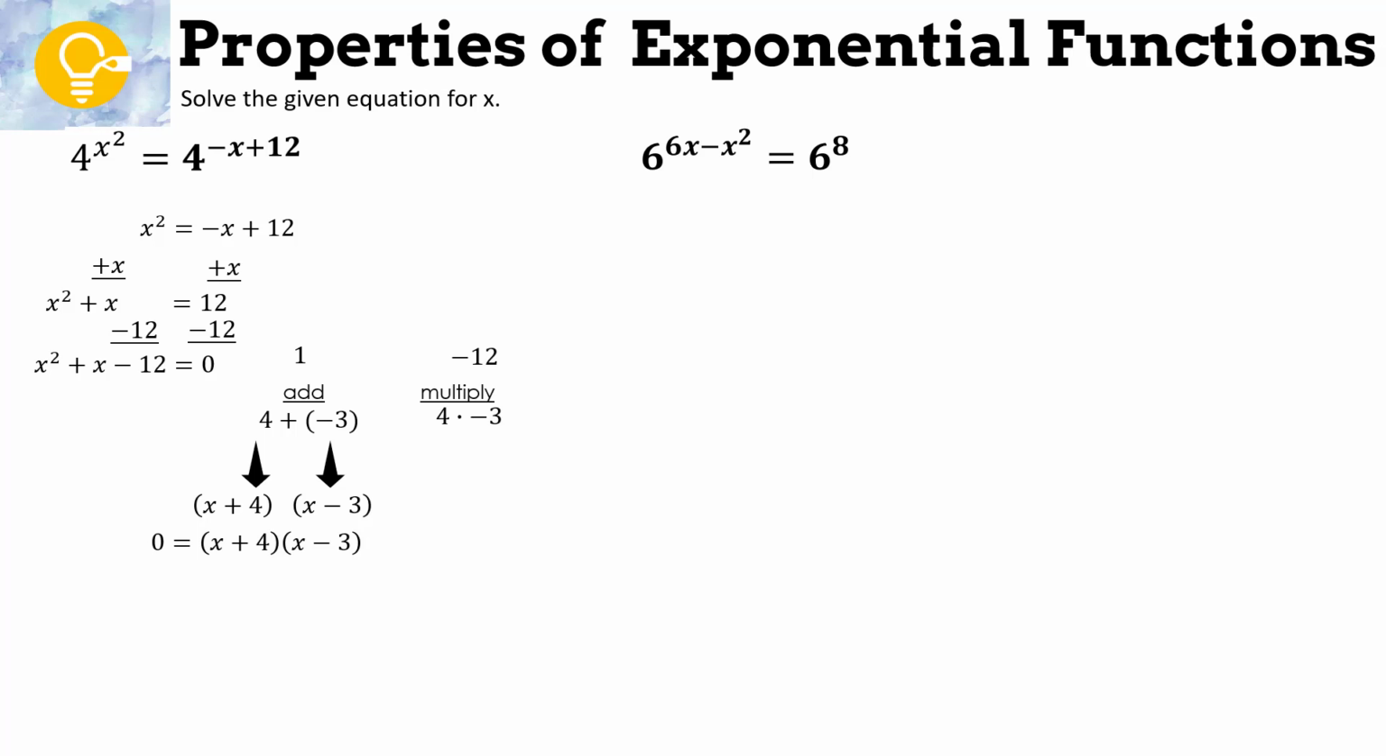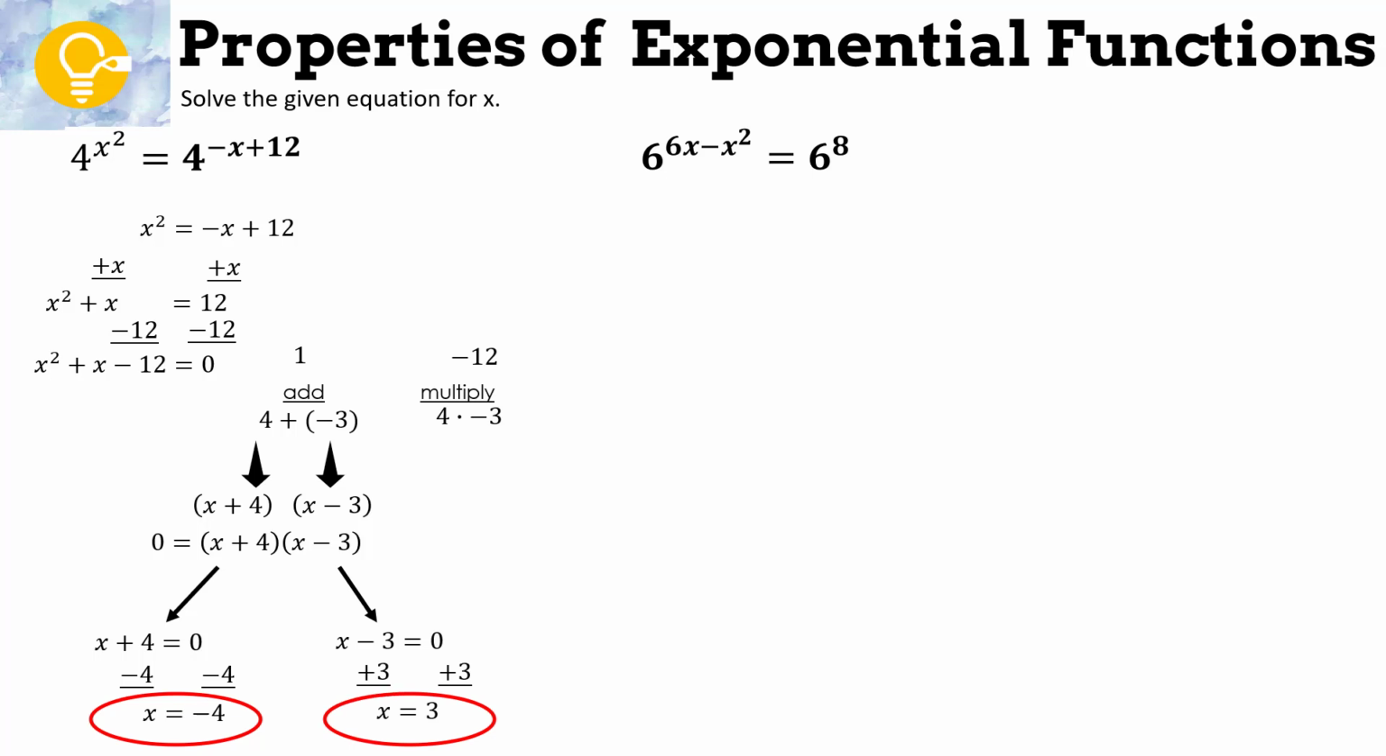Now, everything with a variable gets equal to 0. So I'll have x plus 4 equals 0 and x minus 3 equals 0. X plus 4 equals 0, I subtract 4 from both sides, and x equals negative 4. X minus 3 equals 0, I'm going to add 3 to both sides, and x equals 3. That's our two answers. Let's look at the second one.